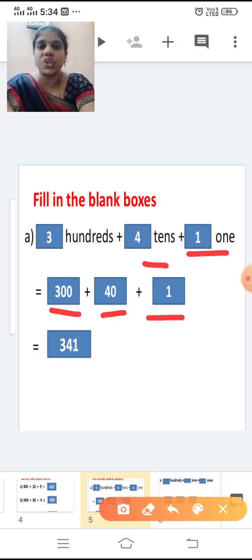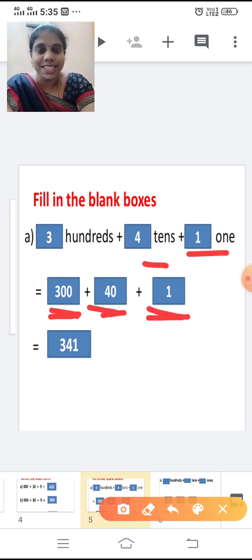The question is 3 hundreds. We have 3 hundreds, 4 tens and 1 one, right? Now we are going to write this in the expanded form. How many hundreds do we have? 300. So write 3 into 100, 300 plus 4 tens. 4 into 10, 40. So write 40 plus how many ones? Only 1. 1 into 1, 1.